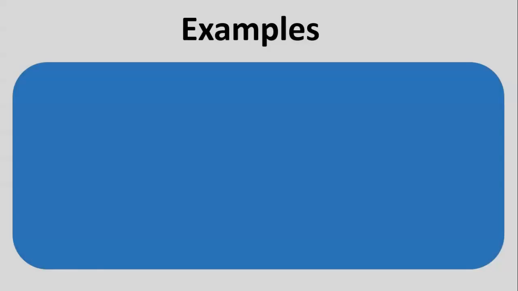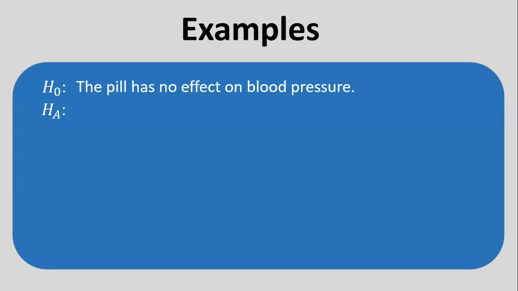Here's one possible duel between a ho and a ha. Suppose we're doing medical research and we want to test a potential new medication, a pill that we think will lower patients' blood pressure. In this case, our null hypothesis will be that the pill has no effect on blood pressure. Everything is status quo, the pill changes nothing. In contrast, our alternative hypothesis will deny this by claiming that the pill reduces blood pressure.